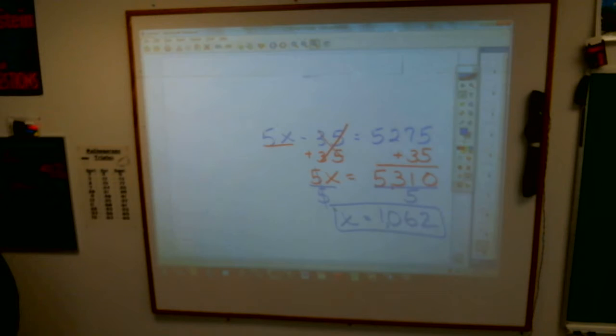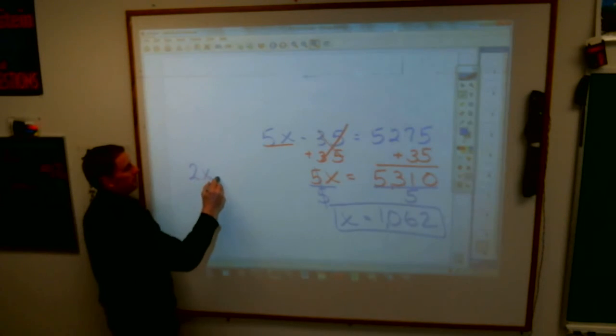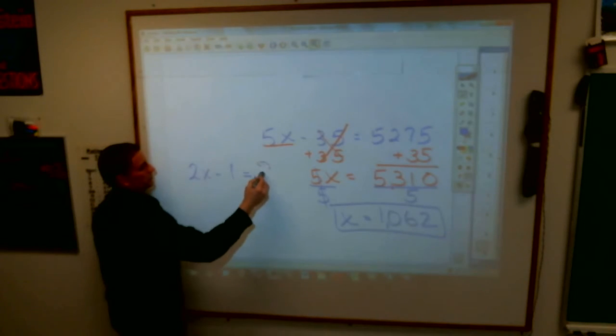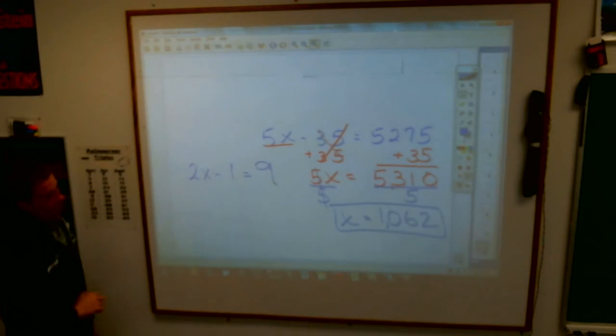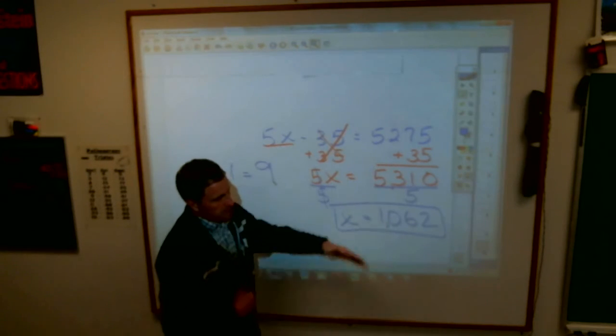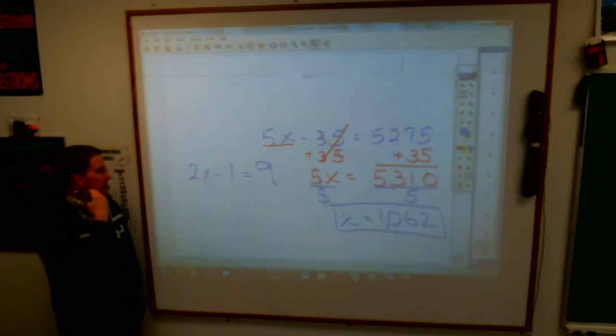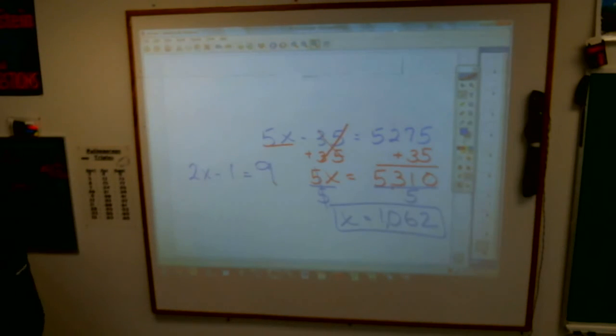How about this one? 2x minus 1 equals 9. Go ahead and do that one for me. And I need to see this on your paper. You're not just writing down answers, you're not doing it in your head. You're writing down the equation, you're showing the inverse operations, you're showing what you did to one side, you do to the other side.